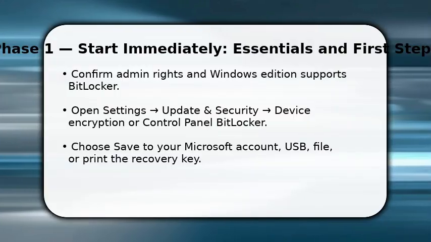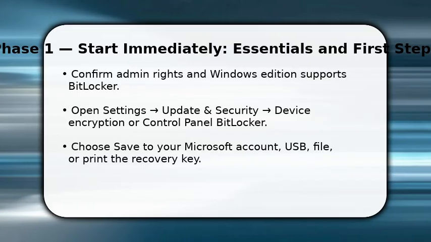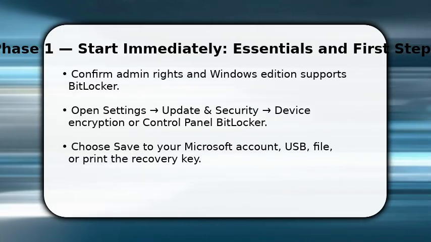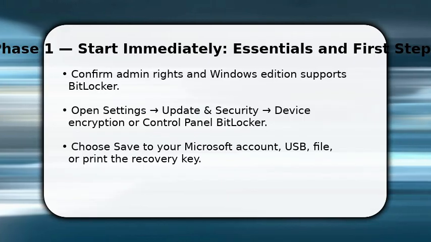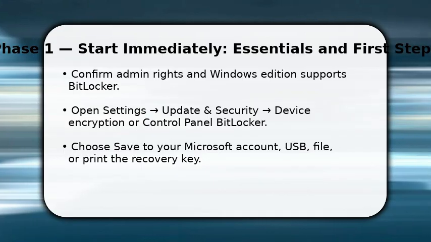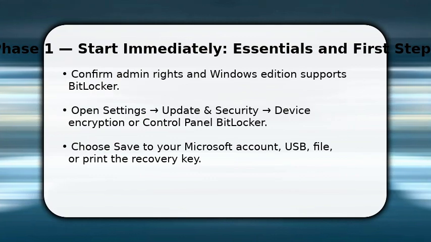You start by confirming you have admin rights and the correct Windows edition. This avoids surprises. Next, open Settings or Control Panel to reach BitLocker controls and select the drive you'll back up. Choose where to store the recovery key: your Microsoft account for cloud, a USB for portability, or save it as a file on a separate, secure device. Once chosen, confirm the save. Make sure the destination is on a different physical device than the encrypted drive.